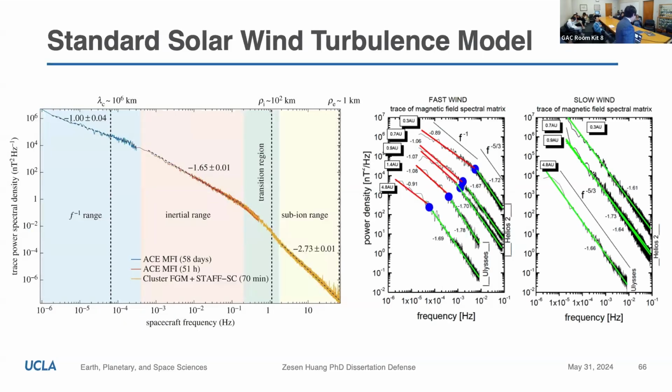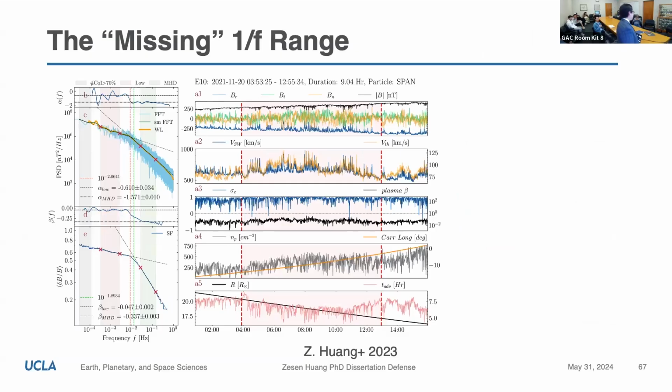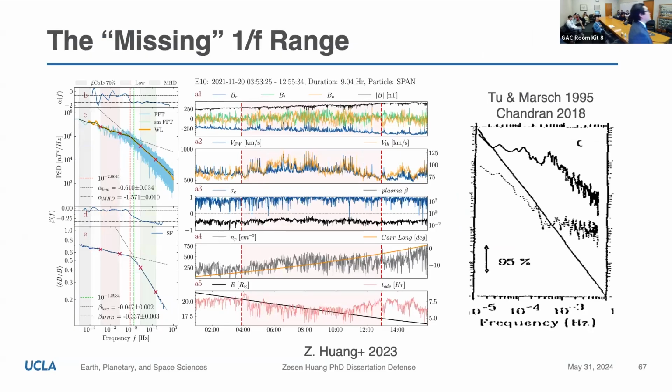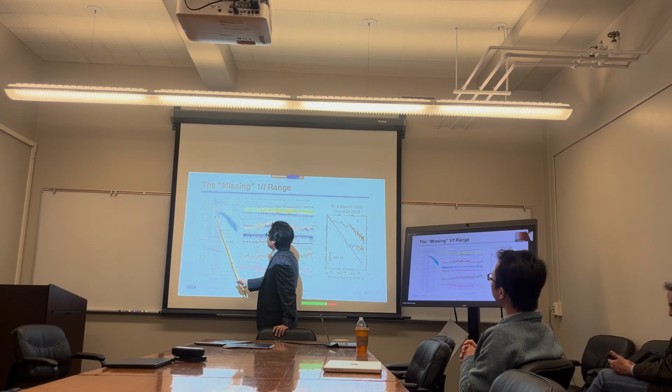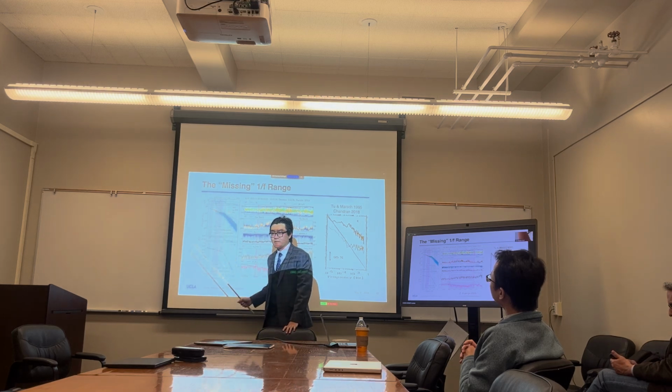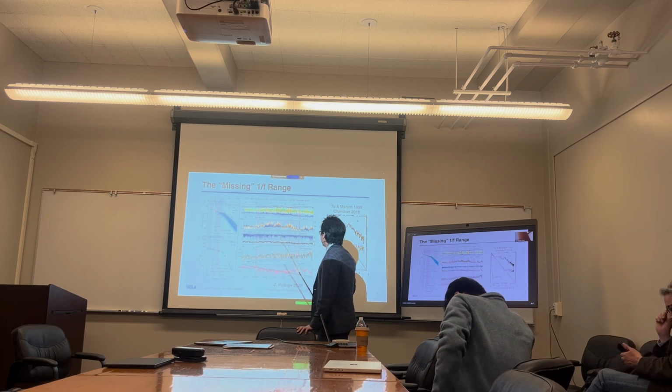Okay. So the standard Soloway model is like this. You have 1 over f in the low frequency range, right? But is that really the case? So in my paper in 2023, we found that, oh, surprisingly, the 1 over f range actually disappeared when Solar Probe is very close to the Sun. The low frequency of the spectrum actually scales like f to the negative 0.6 for this interval. There's no 1 over f range at all.